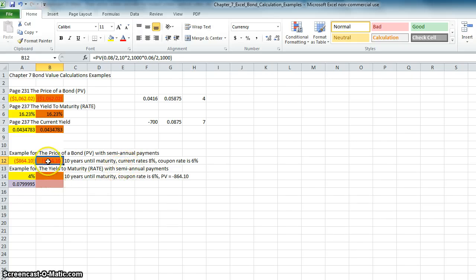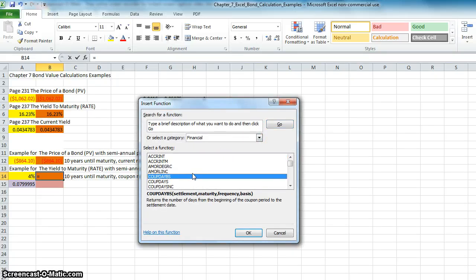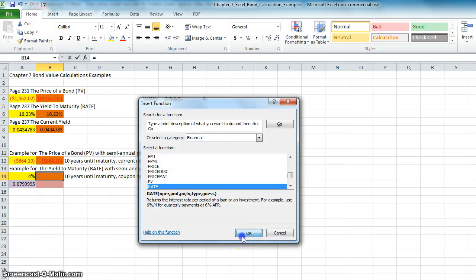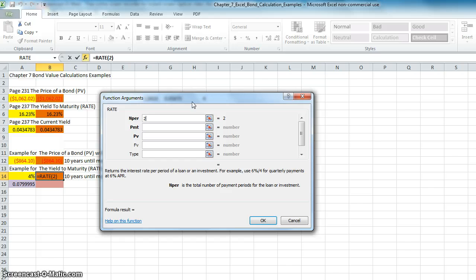All right, let's use the same example, but work in reverse now. So now we're saying, what's the rate of return? What's my yield to maturity? So I'm going to use the rate function here. I'm going to f of x, find financial, find rate. Hit OK. The number of periods, remember that was for 10 years, but we have to double that, so that's 20. We got $30 every 6 months. We paid $864.10, so negative $864.10, and we would get $1,000 back in the future.